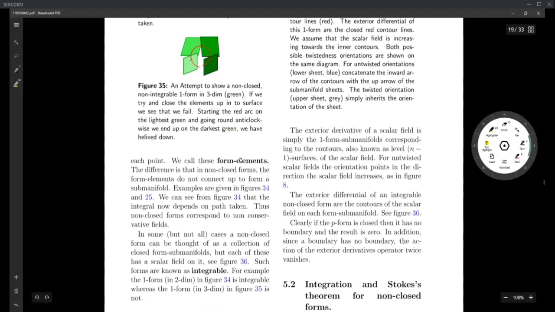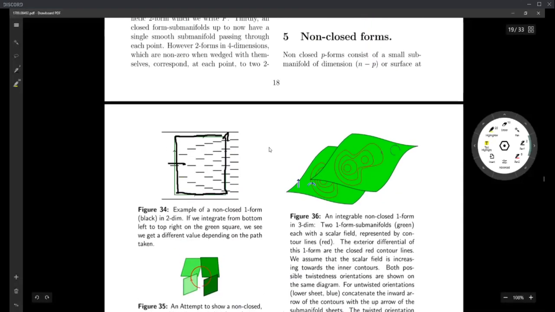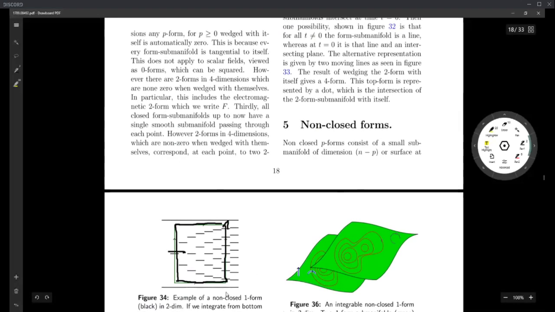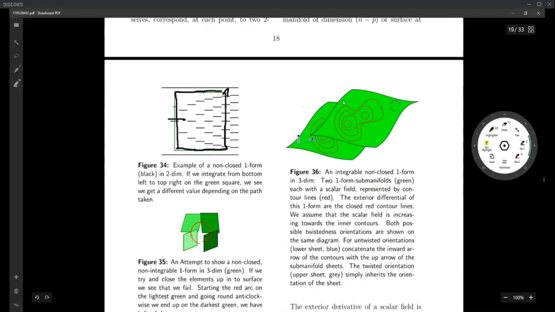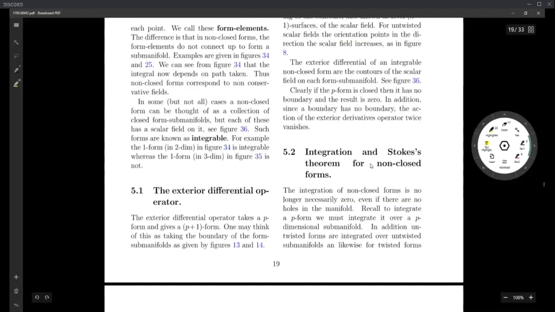So then these non-closed forms are called submanifolds, right? Because when any line closes in on itself, we get a shape, right? But these non-closed forms do not close in on themselves. So we do not have a shape, right? So this is all just, it's not needed.